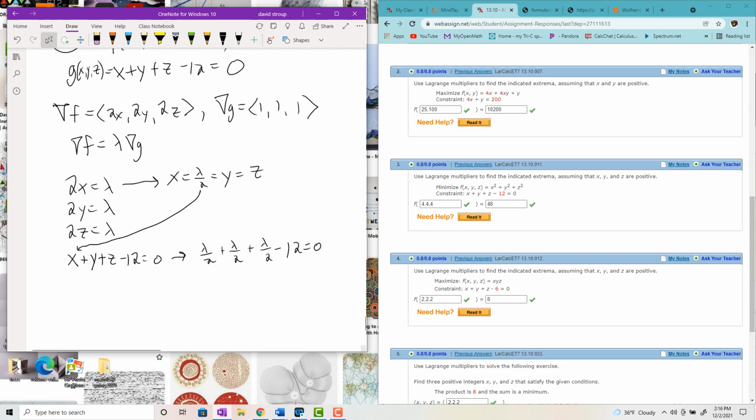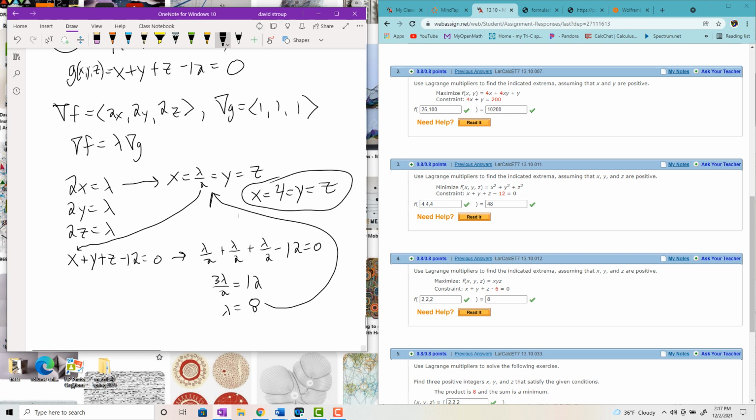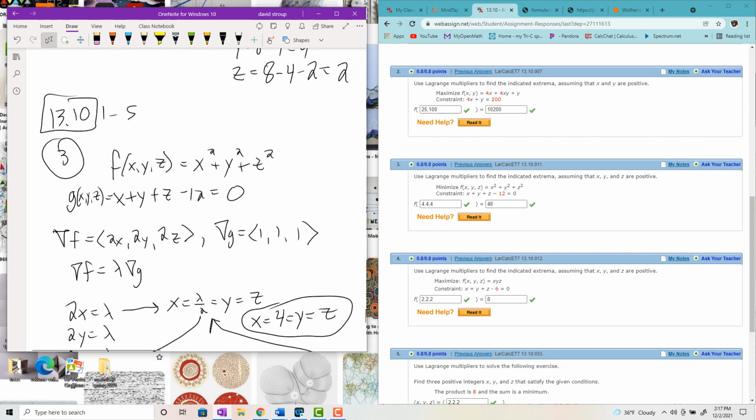Solving for lambda, then I'll get 3 lambda over 2 equals 12. So lambda will equal 2/3 times 12, which will be 8. Okay, and then back substituting that into this formula, you get that x is equal to 8 over 2, which is 4, which of course is equal to y, which is equal to z, and then that's your answer, 4, 4, 4. The actual value of the maximum then is just going to be f of 4, 4, 4, which equals 16 plus 16 plus 16 is 48.